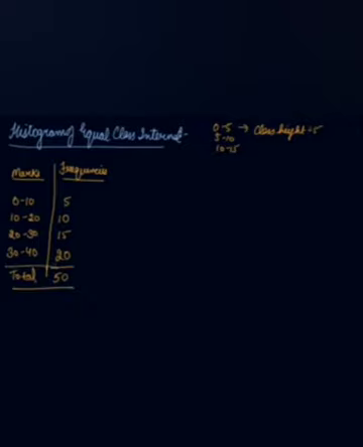Now, in this example, your class intervals are equal. The class heights of the class intervals are equal. These are on a gap of 10, 10, 10, 10: 0 to 10, 10 to 20, 20 to 30, 30 to 40. So, these are known as equal class intervals. And now see how to draw the histogram.